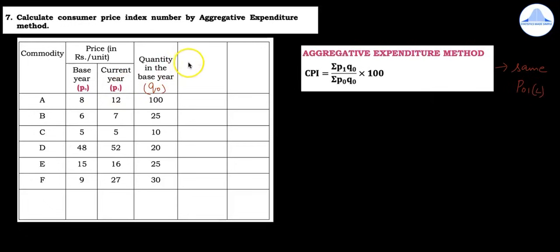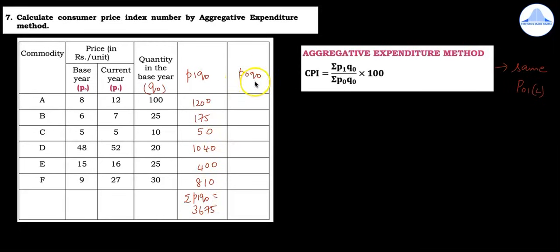So let us form the two columns. You will need P1 Q0 and you will need P0 Q0. So 12 into 100 is 1200. Then you have 175, then 50, 1040, then 400 and 810. So summation P1 Q0 is equal to 3675.